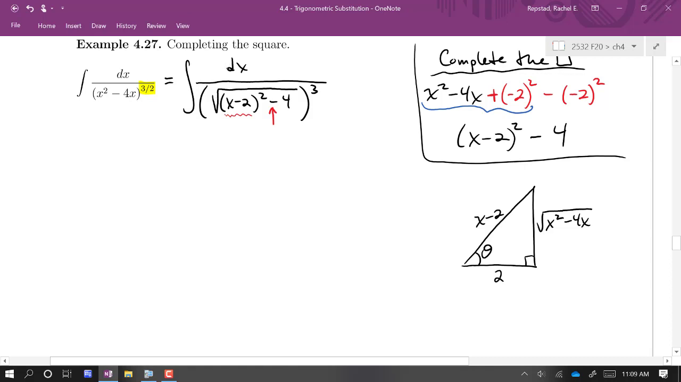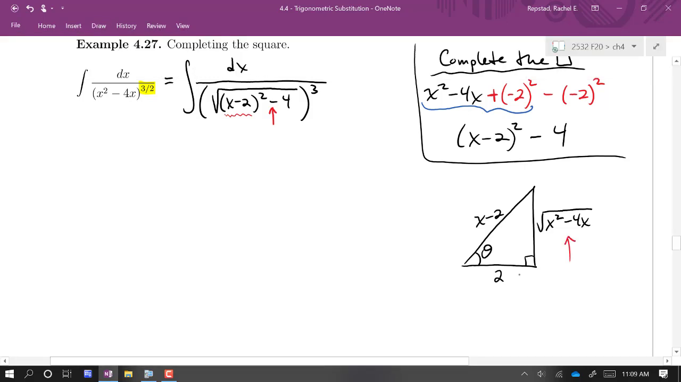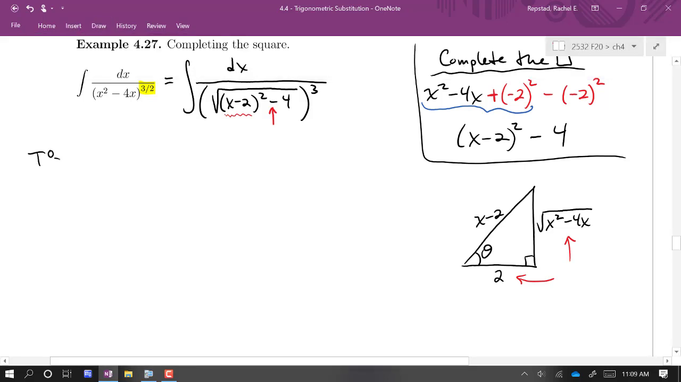We also need an expression for x so that we can get a substitution for dx. If I'm getting an expression for the radical, I'm going to use tangent, because tangent uses the radical side and the constant side, and that makes it a little bit easier. So TOA tells us tan theta is equal to the square root of x squared minus 4x over 2. And so the radical is equal to 2 times tan theta.